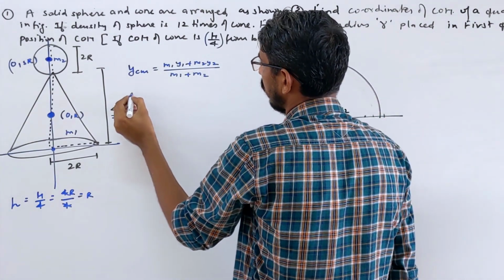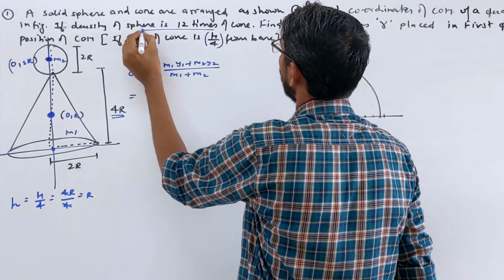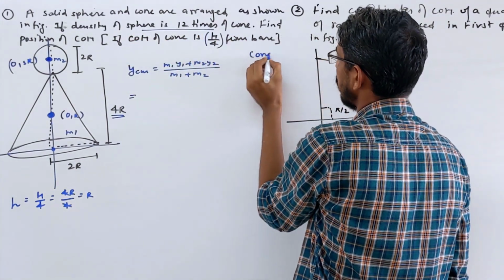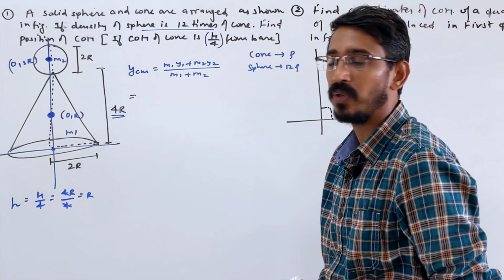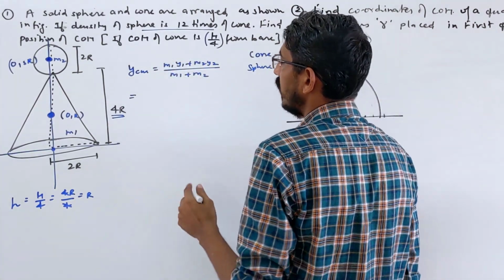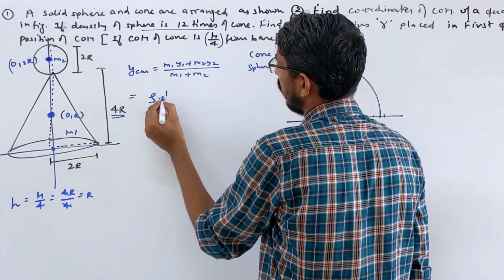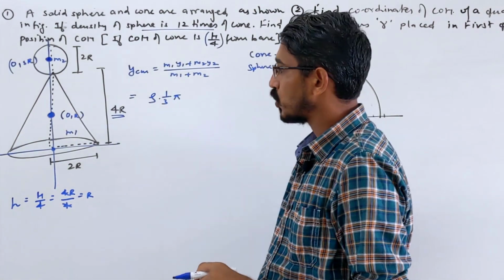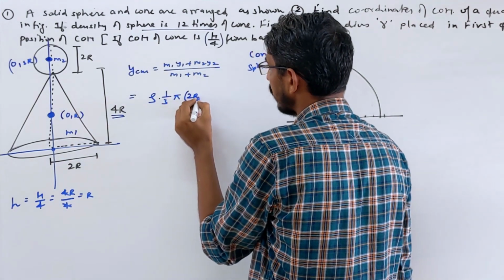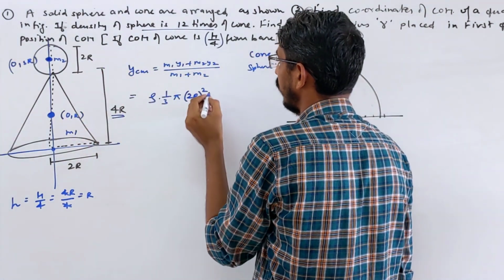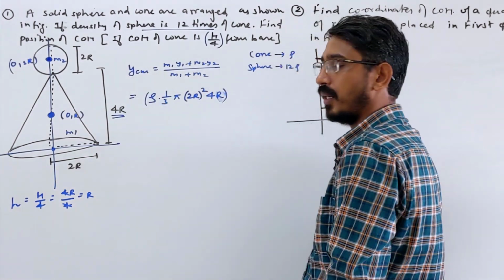Okay, what is the mass of this cone first? Because they gave density, the density of the sphere is 12 times the density of the cone. So the cone density, suppose I call rho, then the sphere density will be 12 times rho. This is given to us, right? So let's write the mass. The mass of the cone is density into its volume. The density of the cone we are calling rho, then volume is 1 by 3 pi r square h. Listen here, the radius is given as 2r, so 2r square h means 4r. This is the mass of our cone.